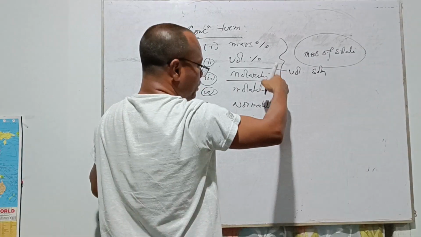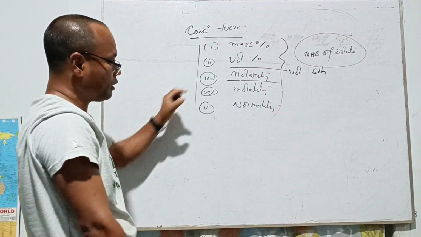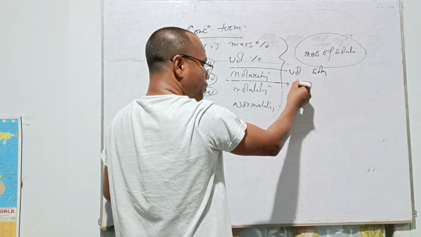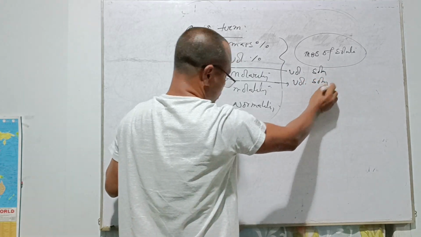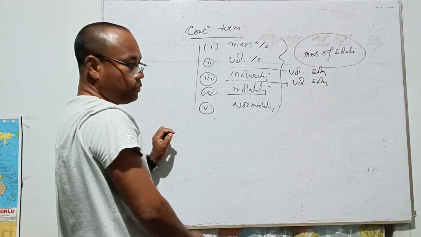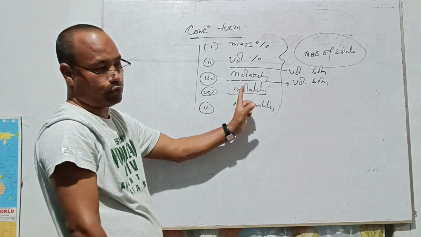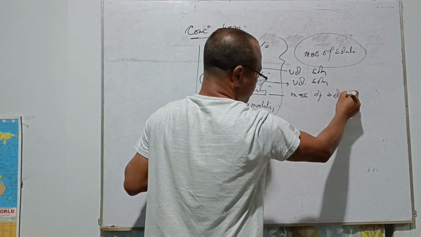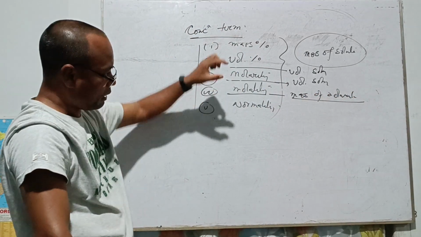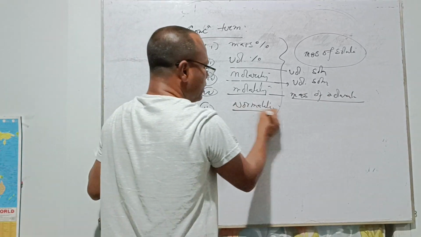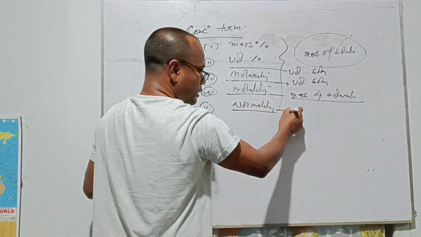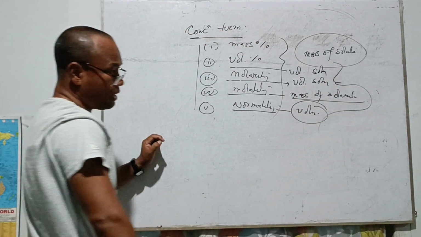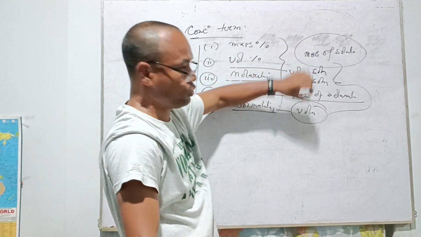Molarity also has the number of moles and the mass of the solid. But in the case of a solution, there is the volume of the solution. In the case of molarity, we don't have any relation to the volume of the solution. Here it is the mass of the solvent. But in the case of normality, the important thing is the volume of solution.